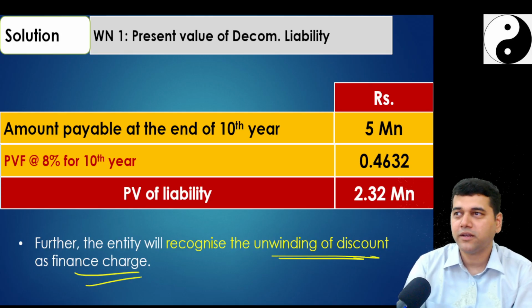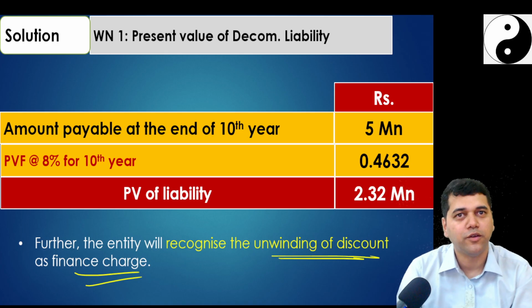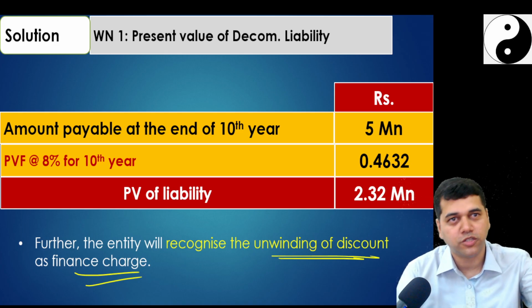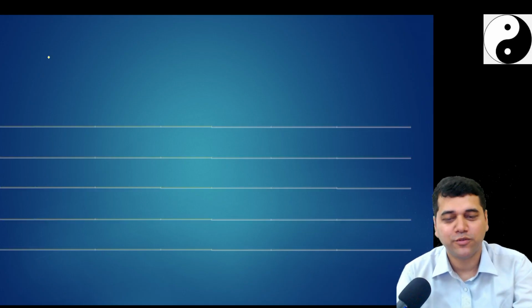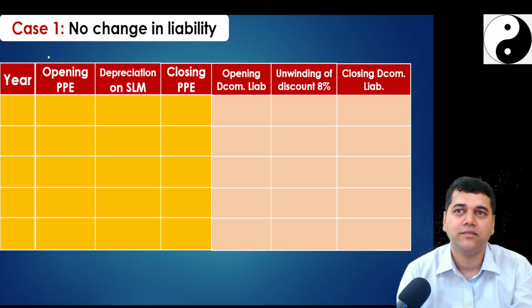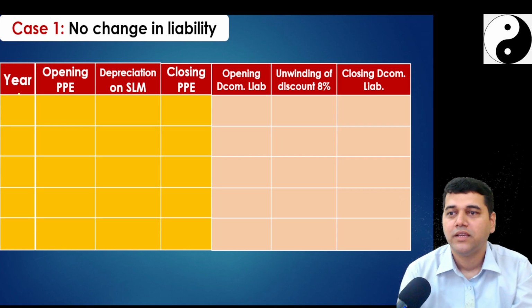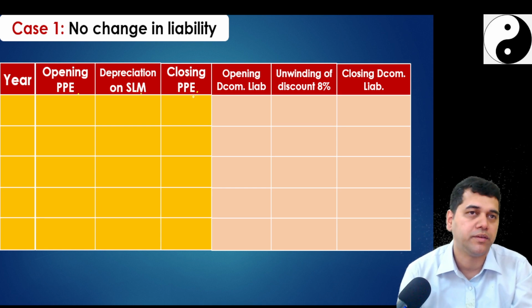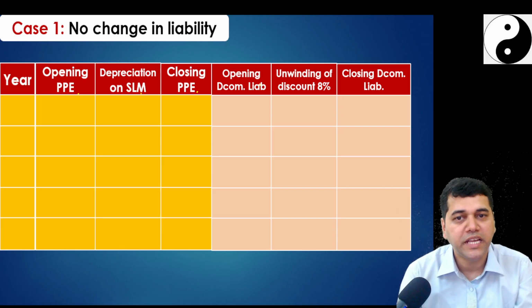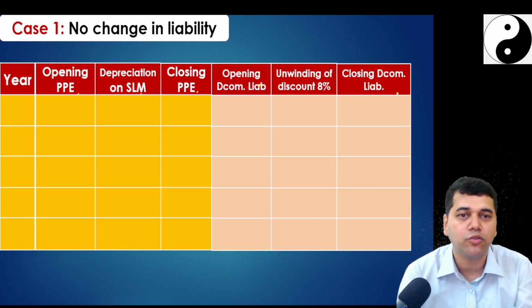Now, do you want free marks? Nothing is free, okay? This free is at the cost of your time. Case 1, no change in the liability. We'll do it together. Right here: opening PPE, depreciation, closing PPE. Opening decommissioning liability, unwinding of the discount, closing decommissioning liability.